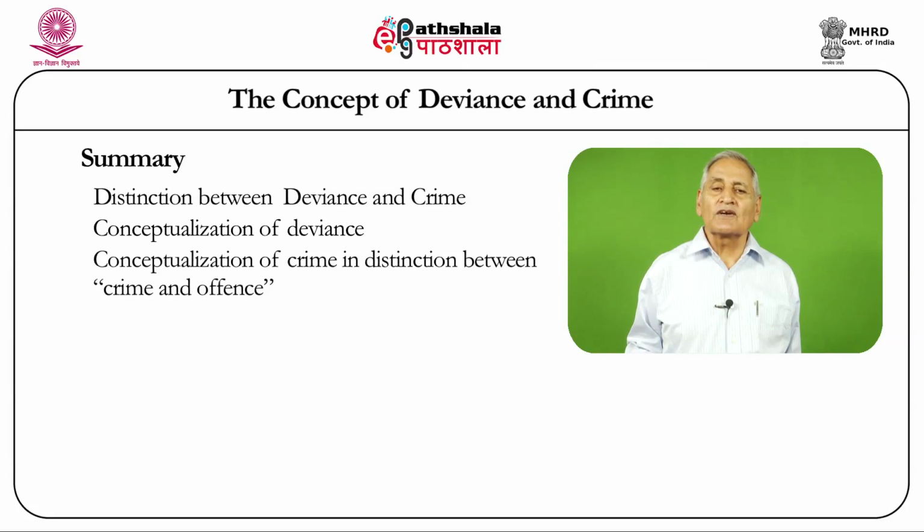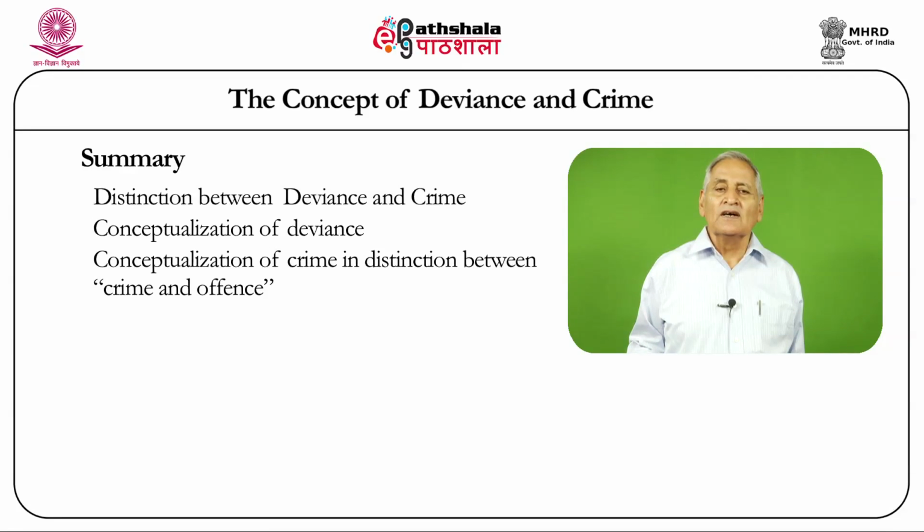The conceptualization of crime, on the contrary, is a narrower concept in terms of the strict legal definition given. And that's why in the Indian Penal Code, they have taken care of that by making a further clarification, taking out offense under Section 40 of the Indian Penal Code. An offense is a crime which is defined in terms of specific offense provisions of the Penal Code.